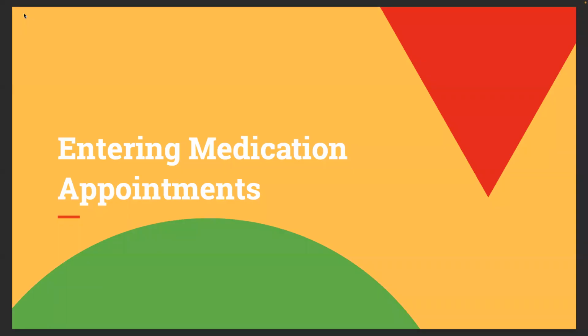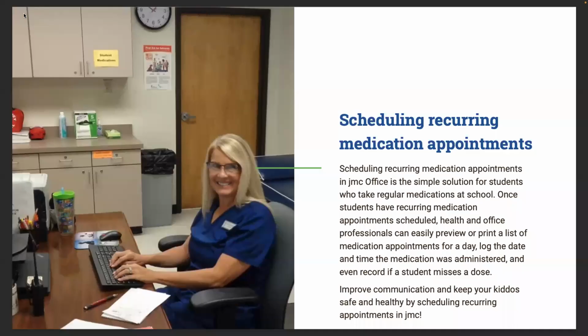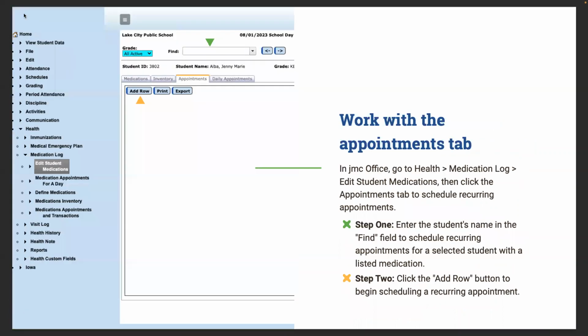And this is a wonderful feature, super helpful, a great way for managing, distributing meds in the school's health office. Scheduling recurring medication appointments in JMC Office is the simple solution for students who take regular medications at school. Once students have recurring medication appointments scheduled, health and office professionals can easily preview or print a list of medication appointments for a day, log the date and time the medication was administered, and even record if a student misses a dose. Improve communication and keep your kiddo safe and healthy by scheduling recurring appointments in JMC.